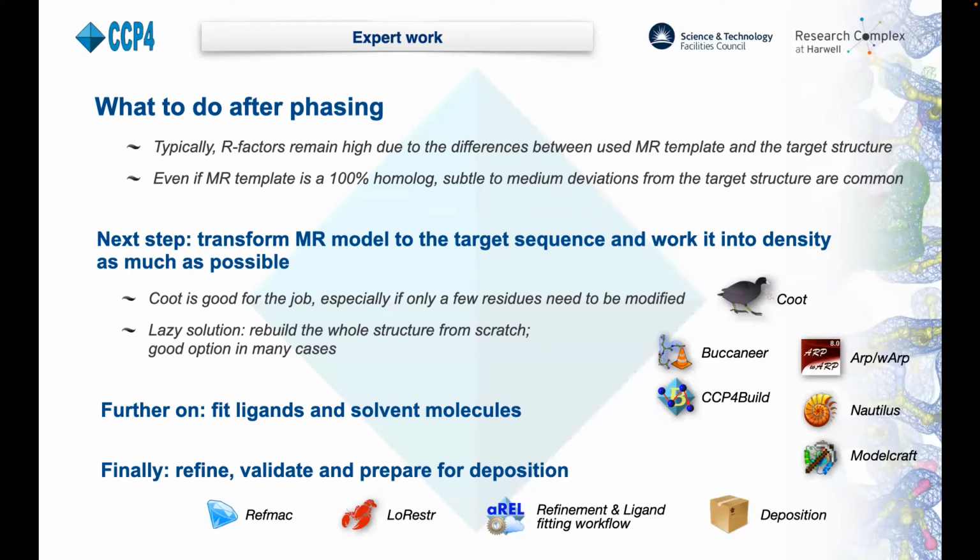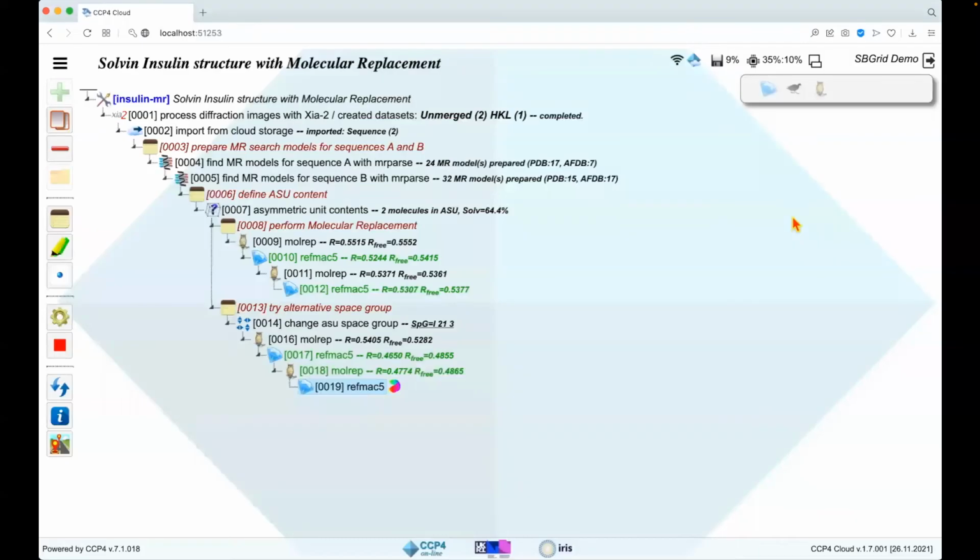There are many tools for this kind of job in CCP4, and nearly everything that was said can be done with just Coot and RefMac. But this can be a little bit tedious, really. A more economical solution, to my taste, so to say, is to rebuild the structure from scratch, and then use Coot and RefMac for fixing the final bits. And let's see now how this can work in practice.